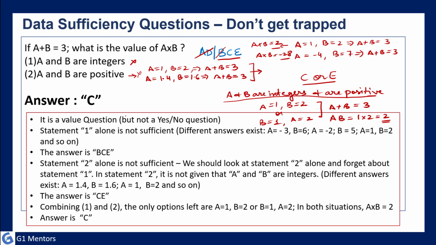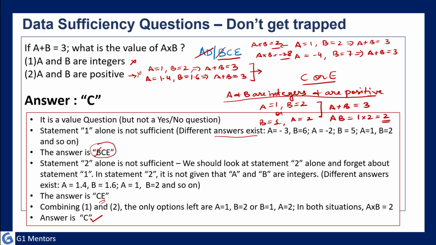It's a value question but not a yes-no question. Statement 1 alone is not sufficient. Different answers exist for a and b, correct? So the answer is from B, C and E. Statement 2 alone is also not sufficient, so we strike off B from the answer options. The answer is from C and E, and combining 1 and 2, we get the solution. So the answer to this question is C.